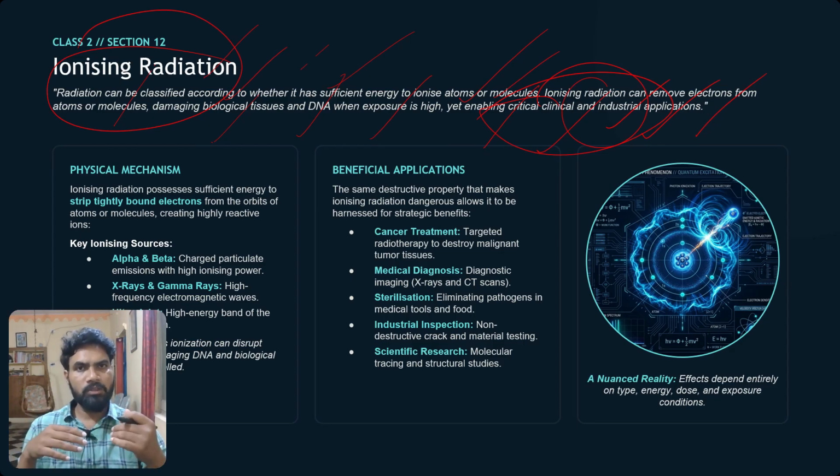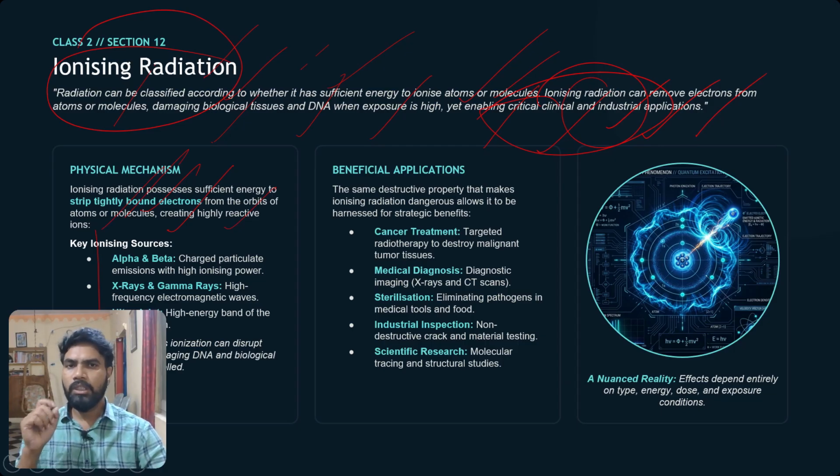So applications are also there, but at the same time they can create harm also. So what is ionizing radiation? They can remove electrons either from atoms or from molecules. And this ionizing radiation has a lot of applications in our day-to-day life. Ionizing radiation possesses sufficient energy to strip tightly bound electrons from the orbits of atoms or of molecules, creating highly reactive ions.